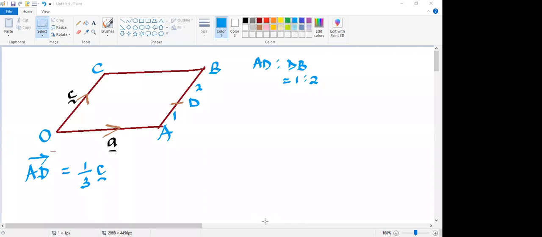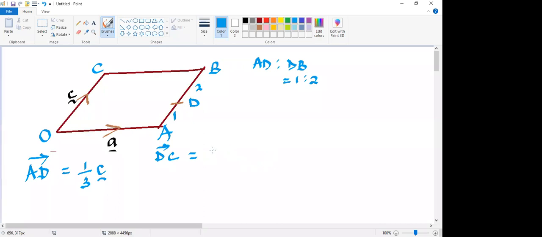May I have Trevor? Trevor? Okay. Am I heard? Yes, we can hear you. I think DC is 2/3 C minus vector A. So we are moving from D to C. Can you guide us? Where are we starting from and passing where and ending up where?